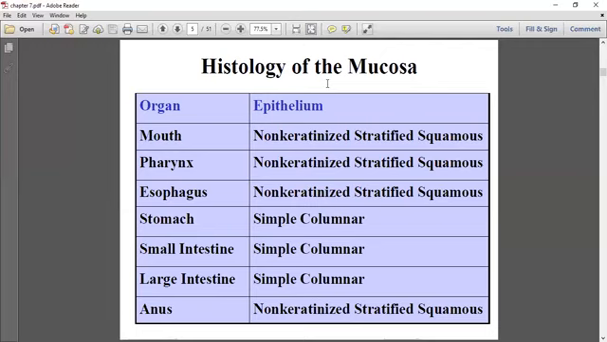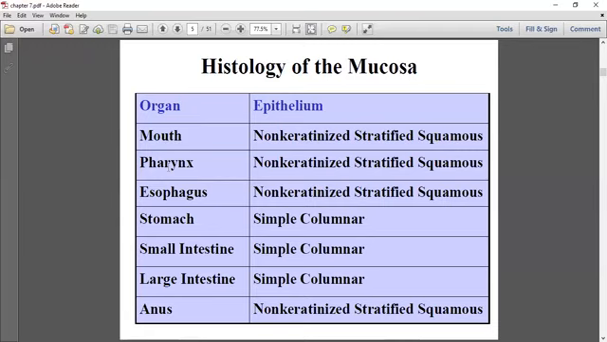Histology of the mucosa, which is the innermost layer that lines the internal lumen of gastrointestinal parts or organs, type of organs, and the specific type of epithelium. Oral cavity or mouth, sac-like structure, lined by non-keratinized stratified squamous.